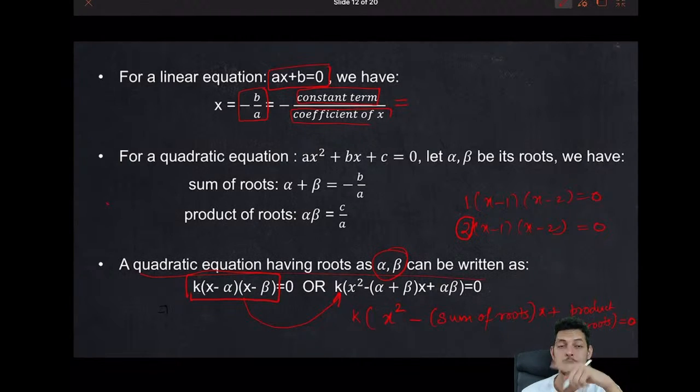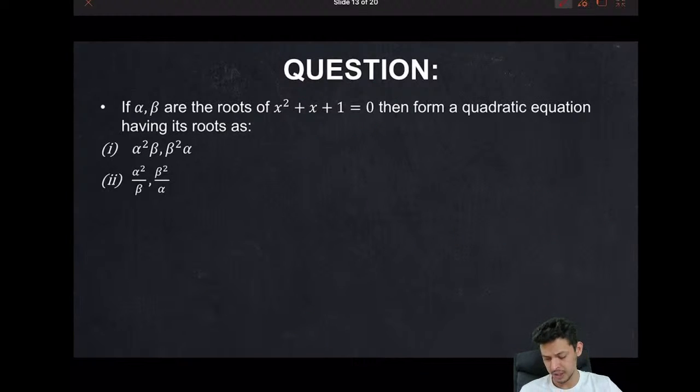Now whenever we have to form a quadratic having some particular roots, how are you going to do it? Some constant times x square minus sx plus p, where s means the sum and p means the product. As long as you remember this, the questions are really easy to solve. Now let's solve two questions based on this idea. These are important.